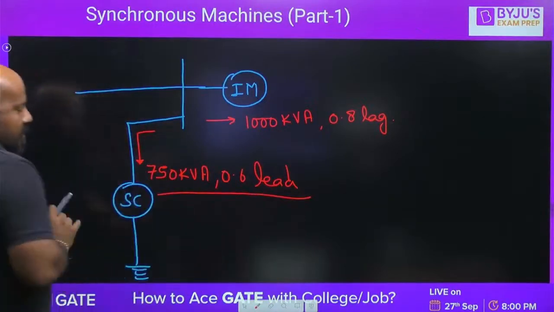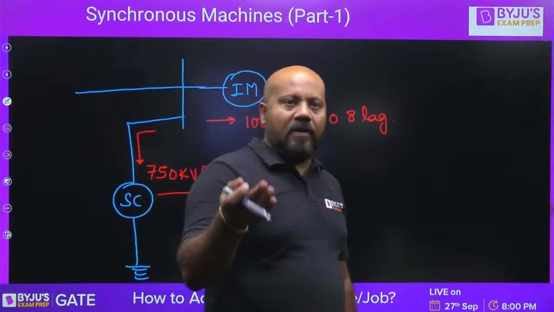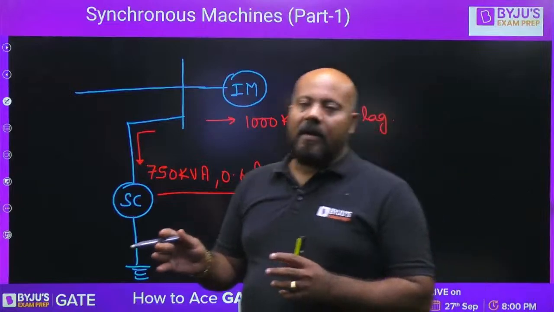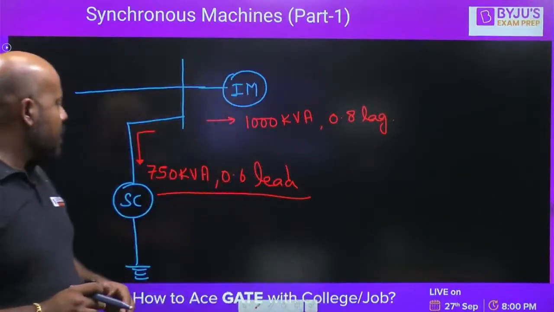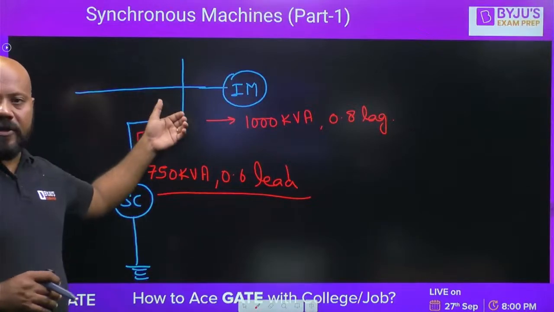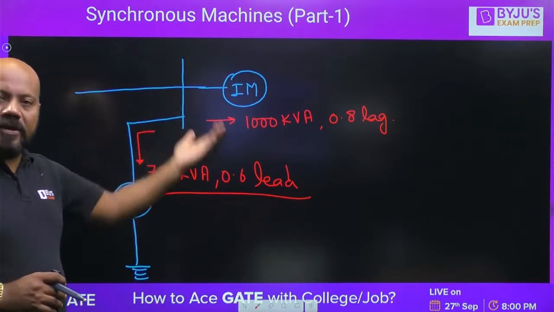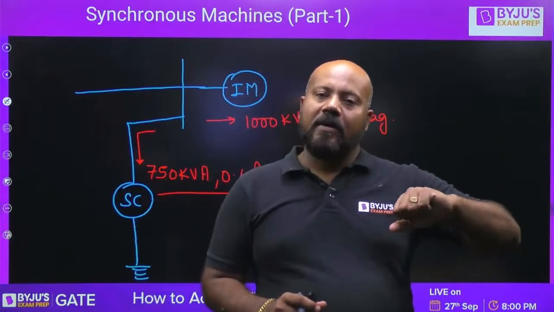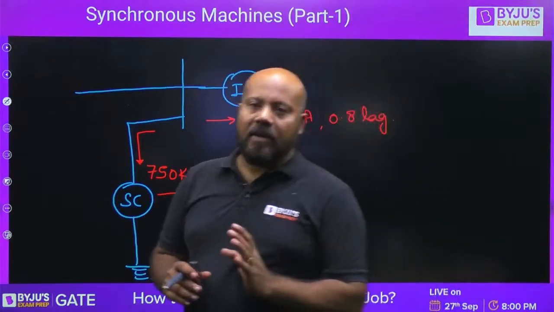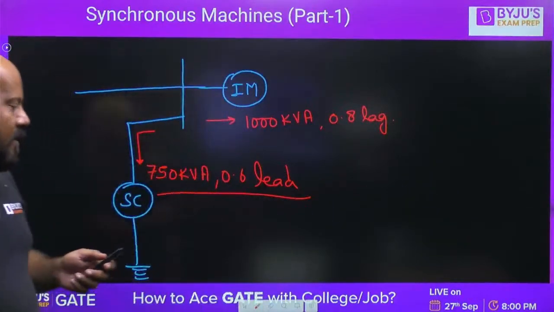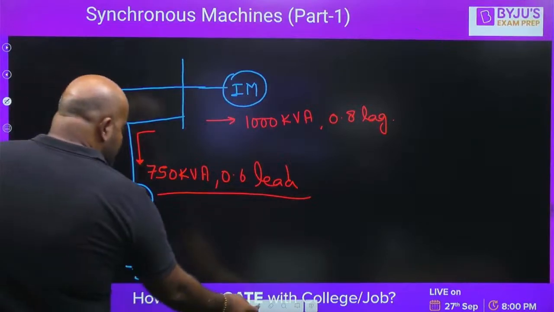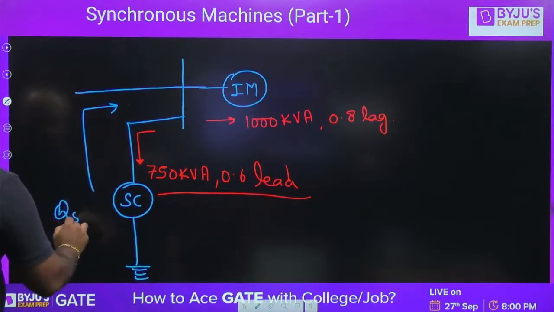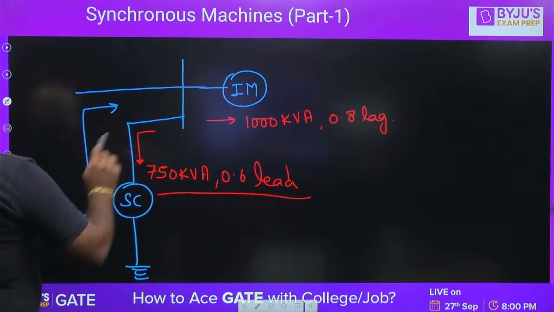Can I write the same situation that instead of absorbing or taking the 750 kVA at 0.6 lead, actually it is supplying this much lagging reactive power to the system? This is equivalent, yes or no? Taking the leading current or supplying the lagging current is the same thing. You just reverse the direction, one minus sign is required. So basically this synchronous condenser is supplying lagging reactive power here.